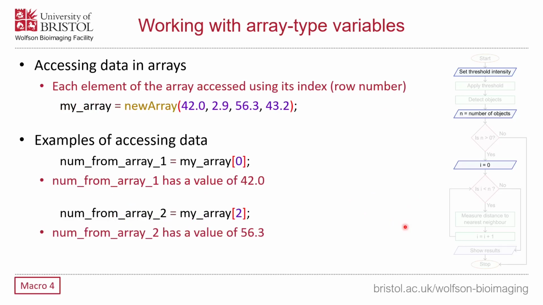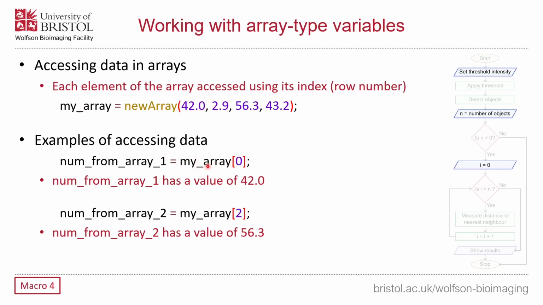Accessing the data in this array works in much the same way. In the examples on this slide, I've initialized that array with some predefined values. So here we've now got a 4-element array with those 4 different decimal numbers in them. And say I wanted to access this value 42.0.